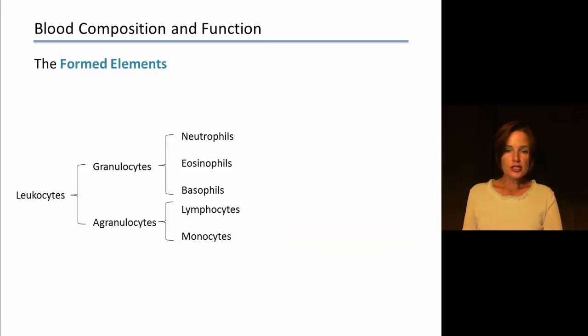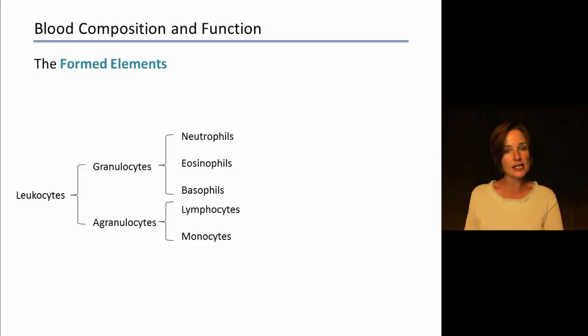When we look at the leukocytes, there are different types of leukocytes. So this is showing you the way that the leukocytes can be classified. They have different names. They have different ways that they appear. They have different functions that they play. The leukocytes themselves are divided into two types. We have the granulocytes, and then we have the agranulocytes.